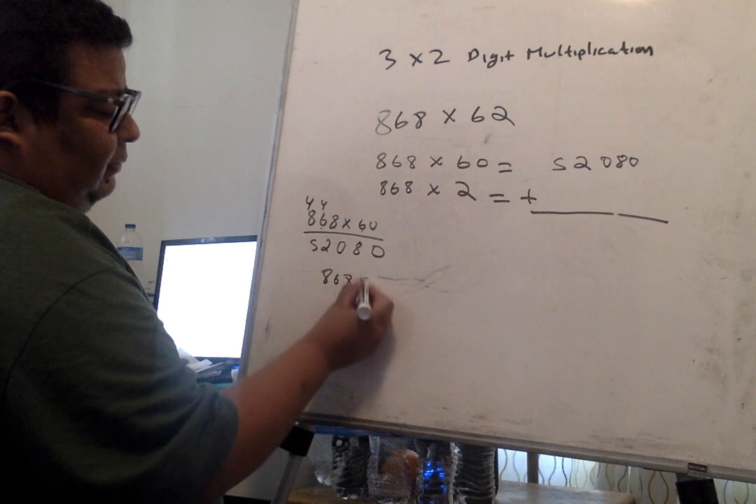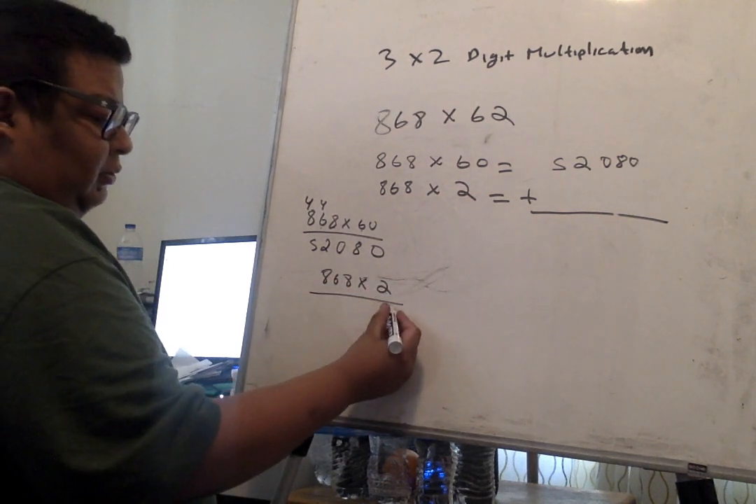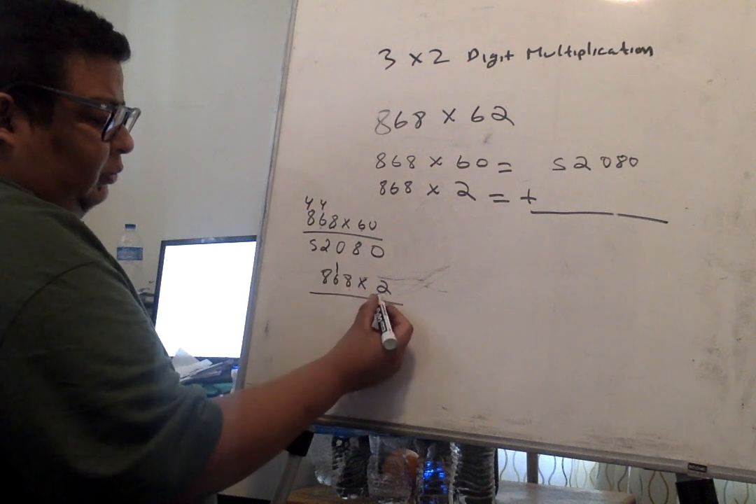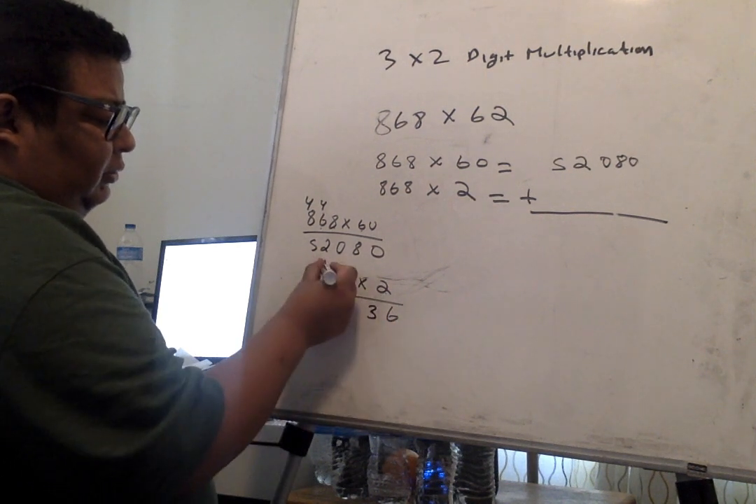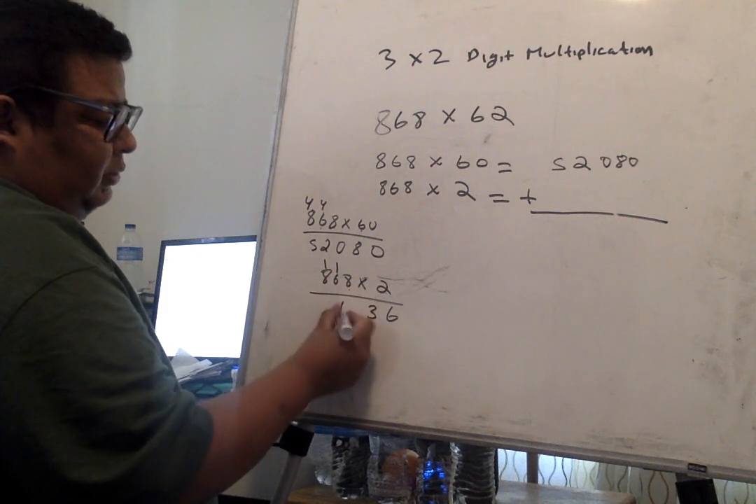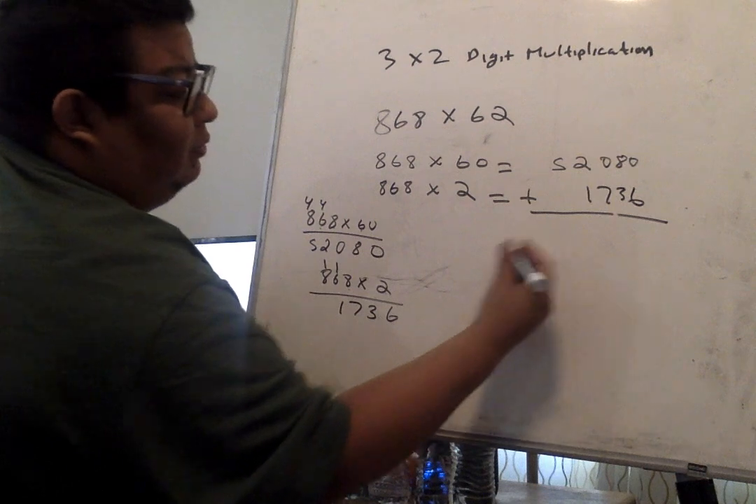Then the second problem. 468 times 2. So 2 times 8, 16, carry 1. 2 times 6, 12, plus 1, 13, carry 1. 2 times 4, 8, plus 1, 9. So the second part is 936.